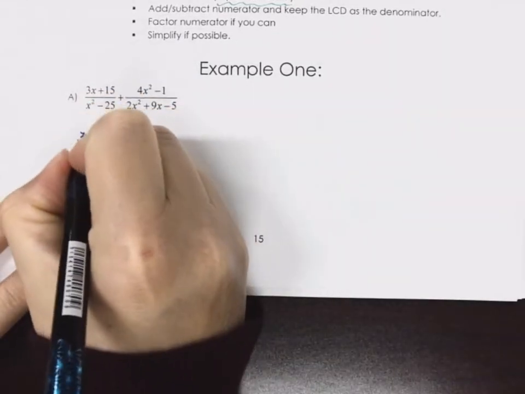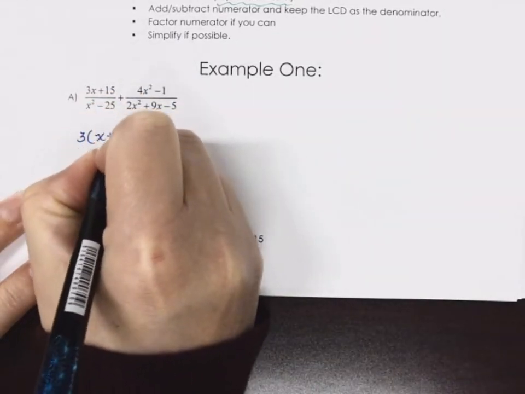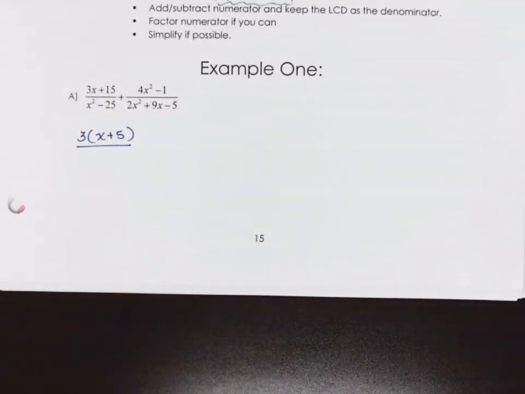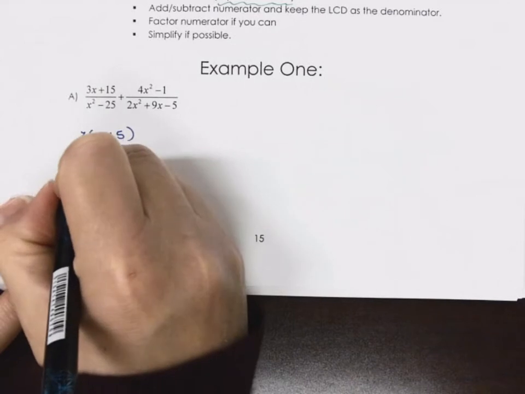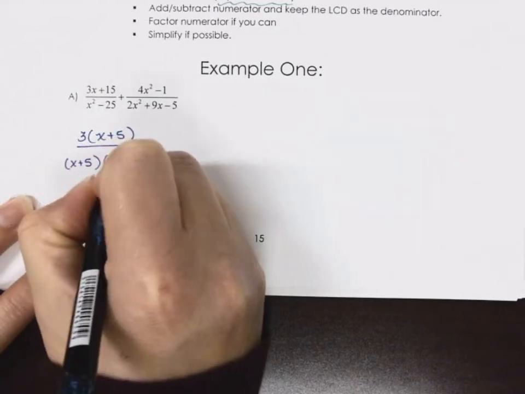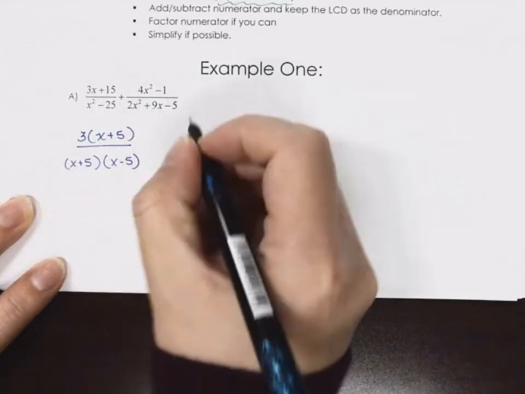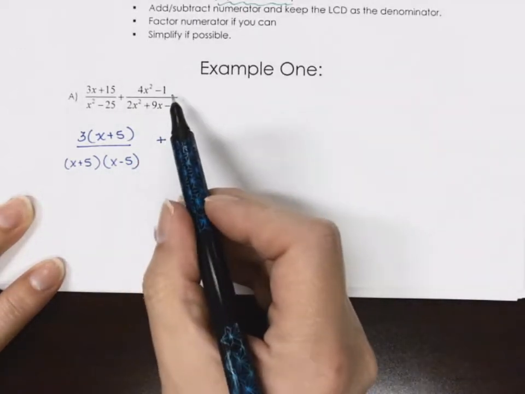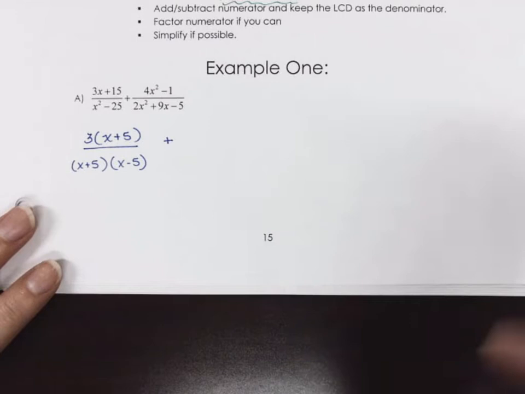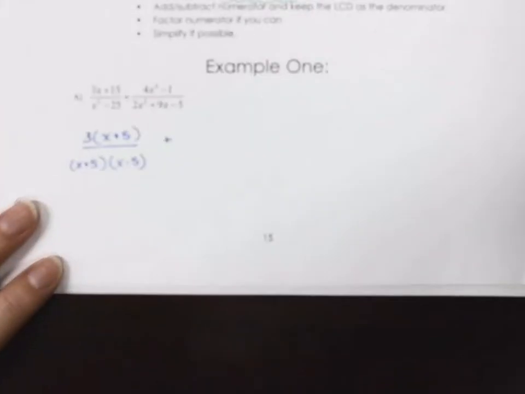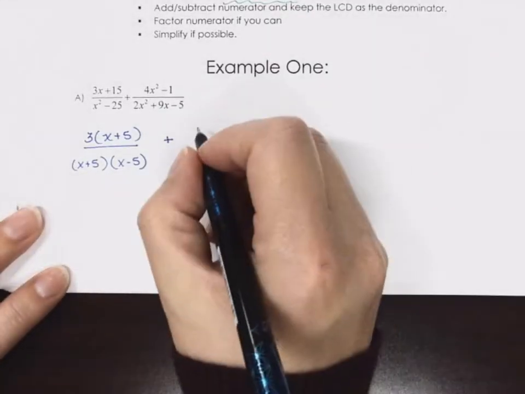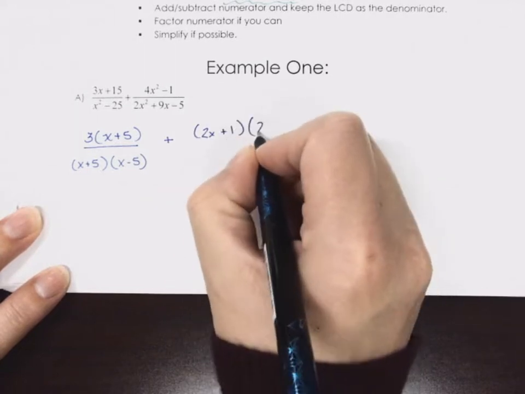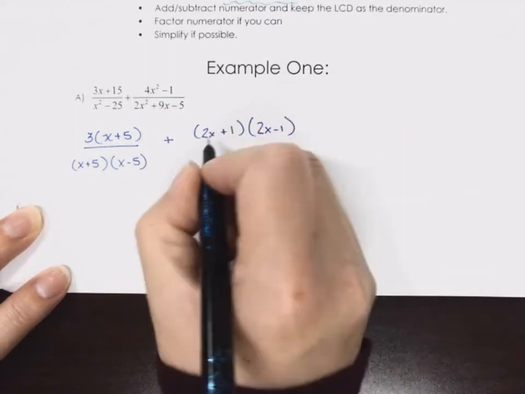So we're going to common factor out of 3. X plus 5. On the bottom, what is that? Difference of squares, so that's going to be x plus 5, x minus 5. Add. What's the top one? Difference of squares again. So that one's going to be 2x plus 1, 2x minus 1.